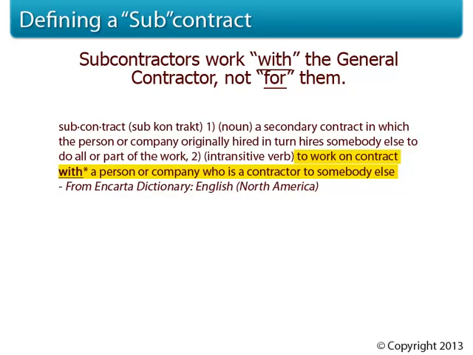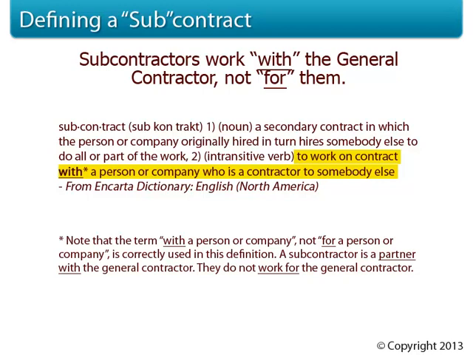Let's look at the definition of a subcontract from the Encarta Dictionary, and let's focus on the highlighted portion. To work on contract with a person or company who is a contractor to somebody else. In this definition, the term with a person or company, not for a person or company, is correctly used. A subcontractor is a partner with the general contractor. They do not work for the general contractor.